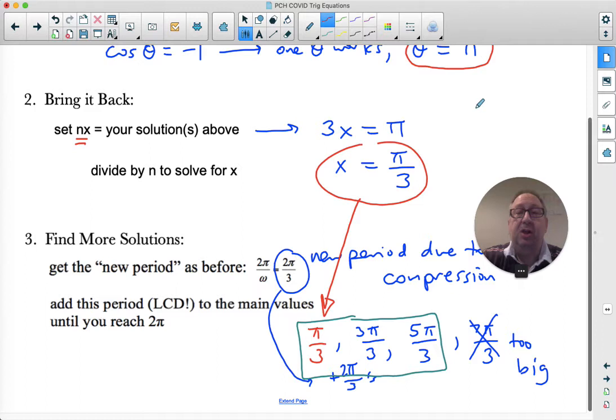But remember, what was one solution in the original becomes now 3 solutions because it's 3x in the more complicated problem. So what do we do?